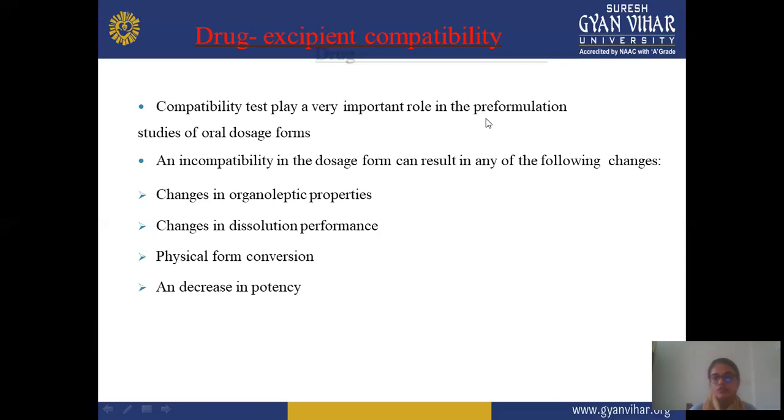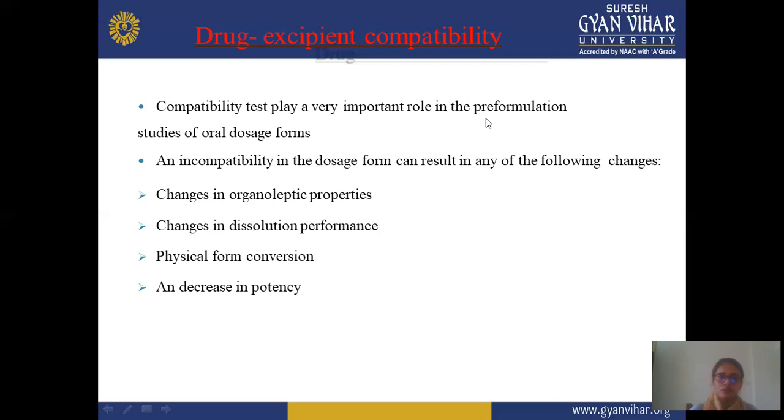Next is change in dissolution performance. Dissolution rate is also changed. Maybe it becomes a faster dissolution, or maybe a slow release. Suppose you prepare a fast disintegrating tablet, but due to this incompatibility issue, it shows slow release or delayed release of the formulation. Next is physical form conversion. In physical form conversion, the state can change, maybe solid to liquid or liquid to solid formulation.